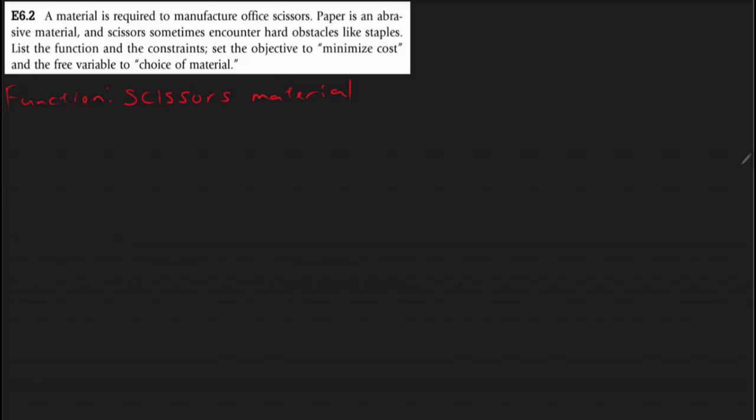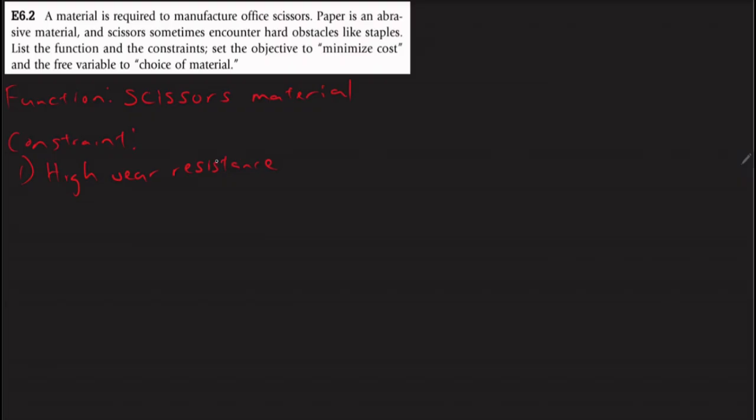Next, we are trying to determine the constraints. It says here, paper is an abrasive material. You're always using scissors to cut paper, cotton, or cloth. Abrasion is usually measured in terms of wear resistance. So if you want high abrasion resistance, you need high wear resistance. So one of the constraints is high wear resistance.